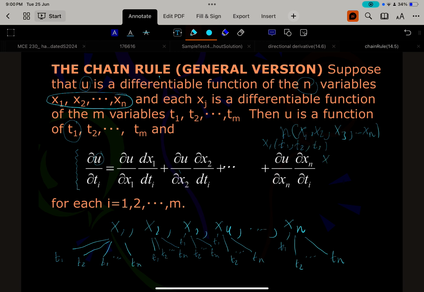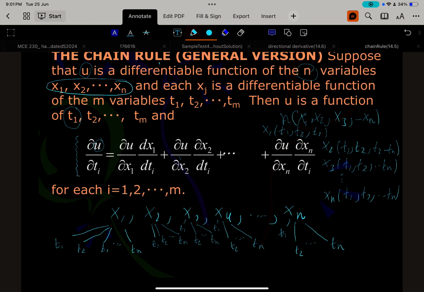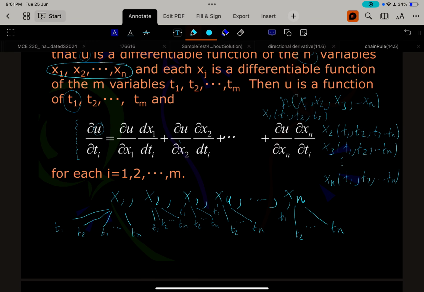And then x2 is a function of t1, t2, t3 up to tm. x3 is a function of t1, t2 to tm, and so on. It goes up to xn, which is a function of t1, t2, tm. Never ends, especially if you have a lot of variables. So now we want to find the partial derivative of u with respect to one of these little variables. We called it here ti. It can be t1, t2, t3.